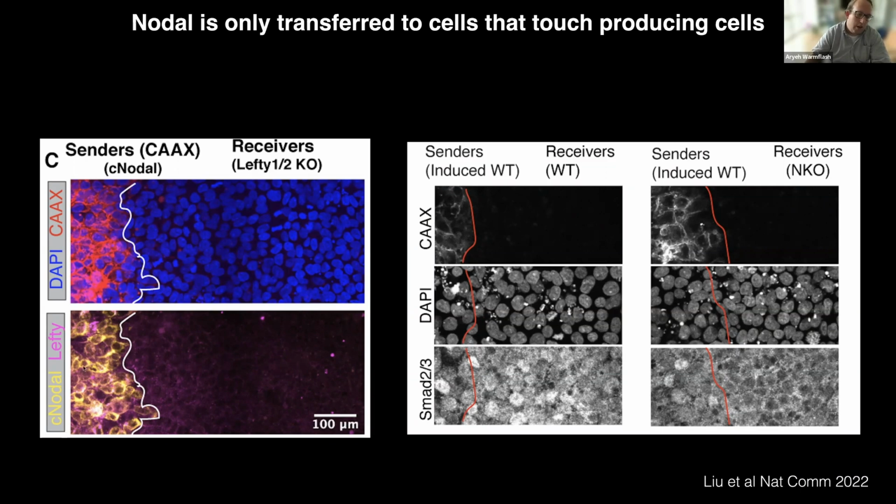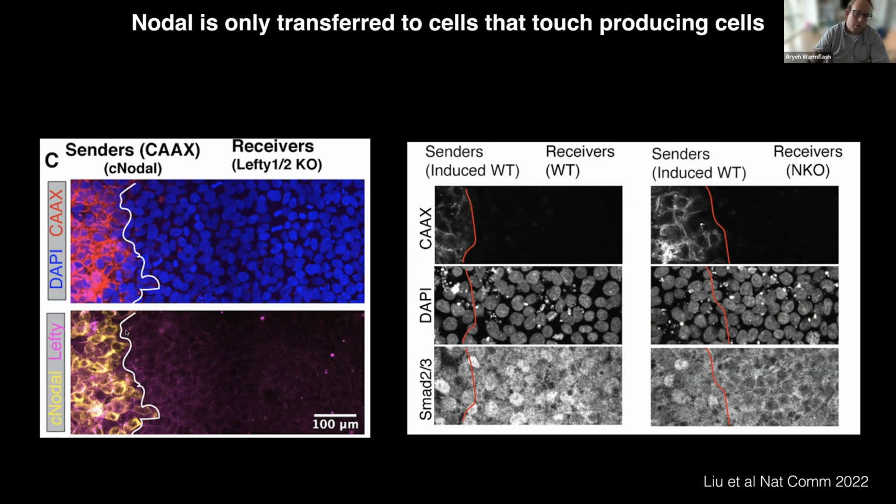And so we can ask, how far can this fluorescently labeled nodal spread from the source and make it into the territory of cells where they make nodal, they just don't make this fluorescently tagged nodal? Their cells are wild type in the nodal locus. And the answer is it's hard to see, but they only spread exactly onto the cells that touch them.